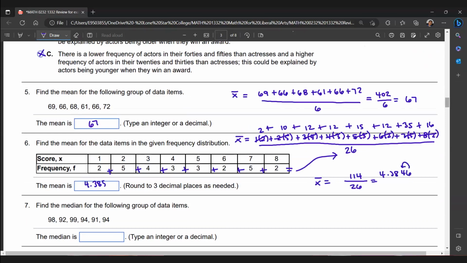Okay, so we found the mean. We did some with ungrouped data and we did some with grouped data. Notice that in this case, when I have the frequency distribution table, I did the score times the frequency, and then we add, we computed that particular sum. All right.